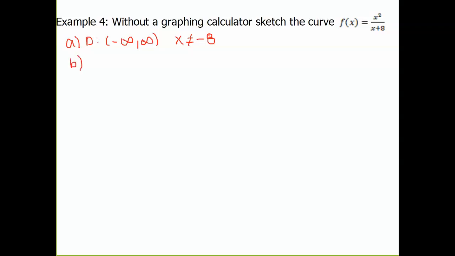And then another easy thing to always find are my x and y intercepts. So the x-intercept occurs when y equals 0. So 0 equals x squared over x plus 8. So you multiply both sides by x plus 8, so that zeroes out. And then we get x equals 0. So what's nice in this case is the x-intercept and the y-intercept are both 0, 0. So I'm guaranteed on my graph the point 0, 0.